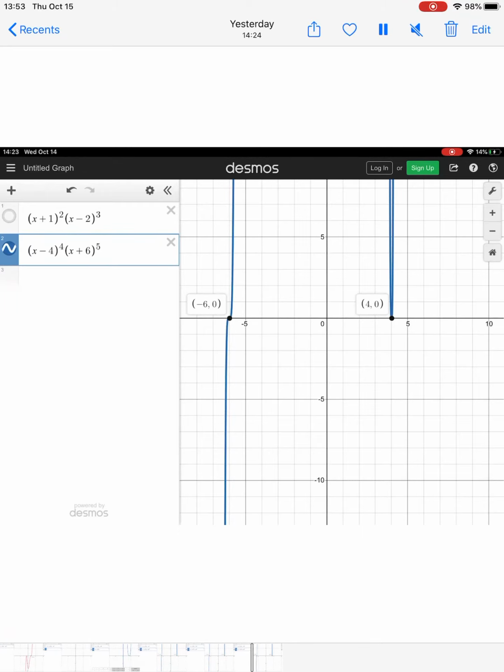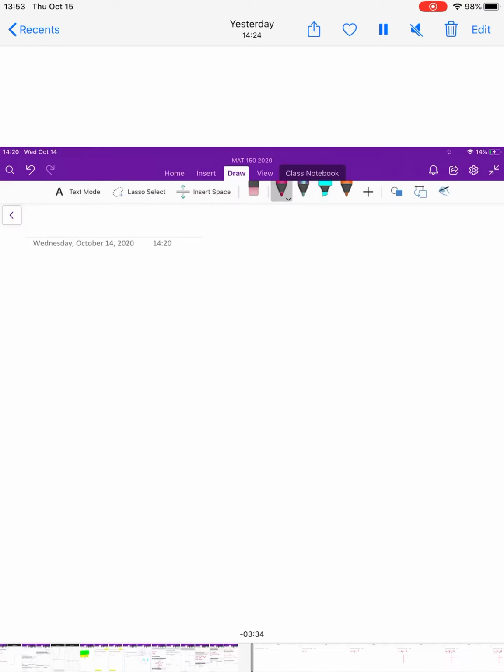Part of that reasoning being, remember x plus 1 squared is really x plus 1 times x plus 1. So that means that you have that zero 2 times. X minus 2 quantity cubed is x minus 2 times x minus 2 times x minus 2. So that will get it as well.